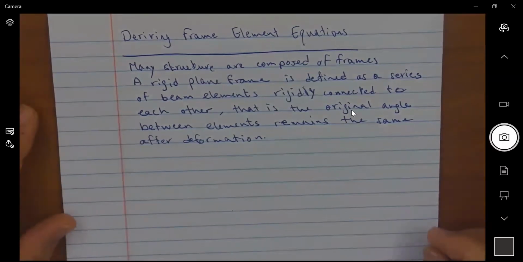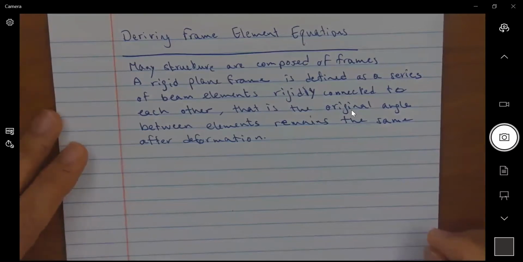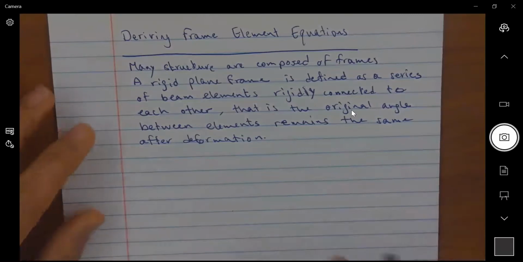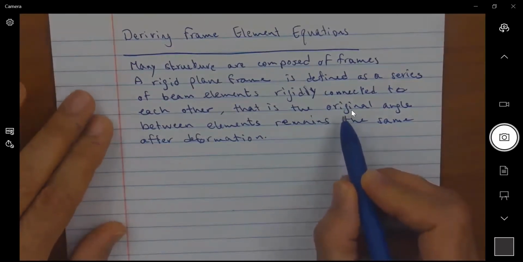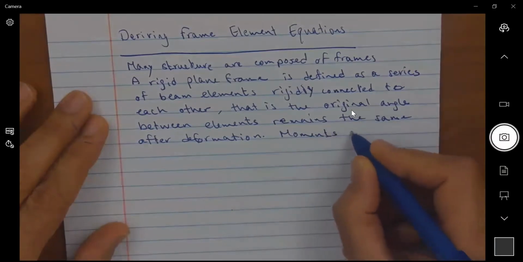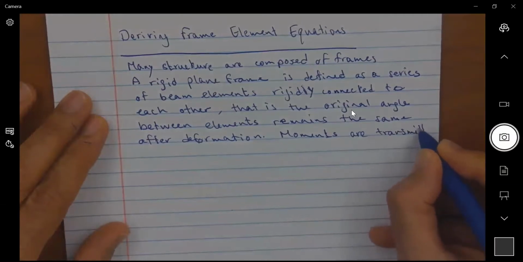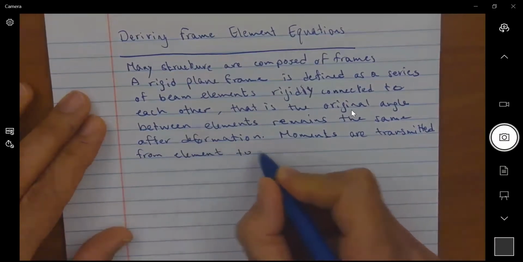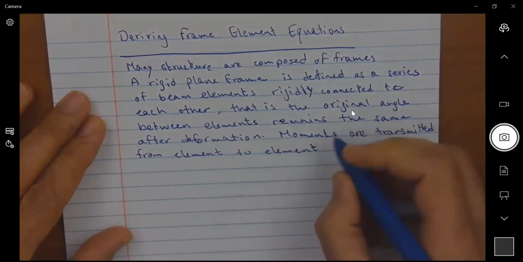Having mentioned angles here tells us that if we have more than one element connected together at an angle, then the loads are no longer just transverse to the axis of the beam. So we're not just going to have a transverse displacement, but we're going to have a component in the transverse direction as well as another component in the axial direction. When the connections are rigid, the moments are transmitted from element to element at the joints.